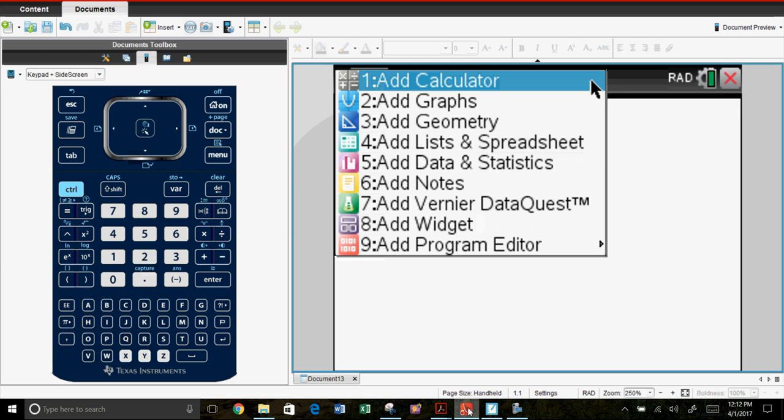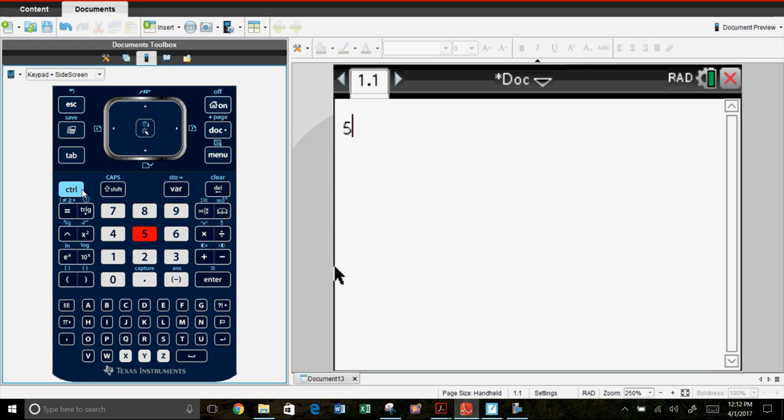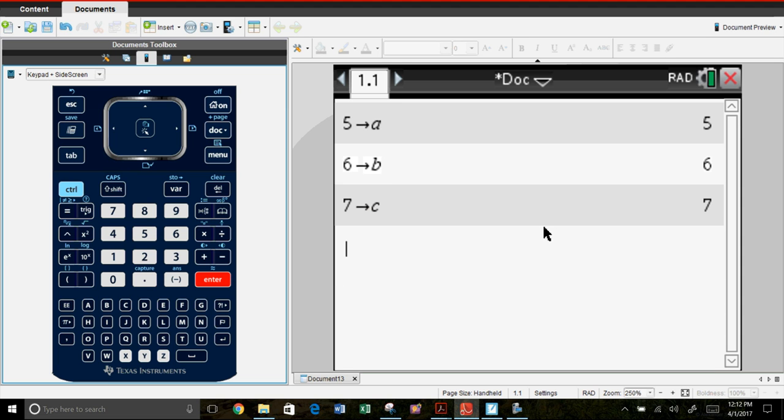So here's our calculator. We want the regular calculator for this, and we said we're going to put 5 stored into A. So 5 stored into the letter A, enter. 6 stored into B, and 7 stored into C. Enter. So we have that right now.